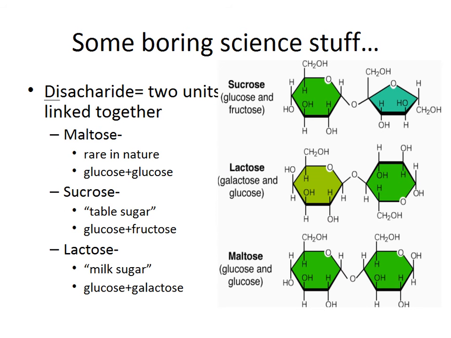Then you have your 2-unit carbohydrates, your disaccharides, which are two monosaccharides linked together. So here you have the top one, sucrose, which is glucose and fructose linked together, and sucrose is your table sugar, which is made from sugar cane or beet sugar, things like that. The middle one, lactose, that's the sugar found in milk, and maltose, the one on the bottom, that's not very common in foods. It is found in malt beverages and things like that.